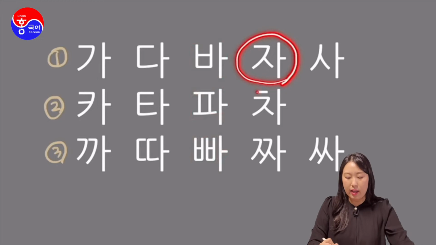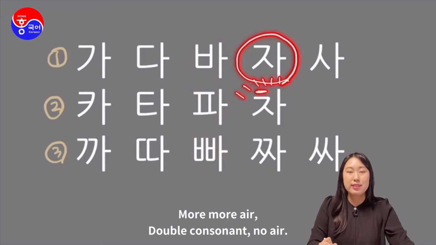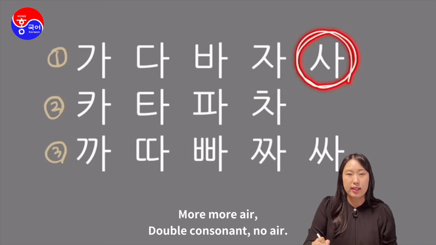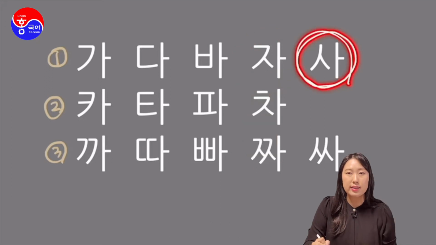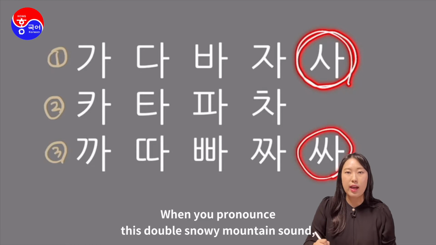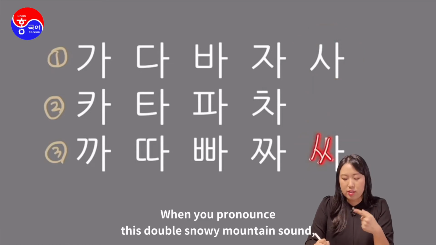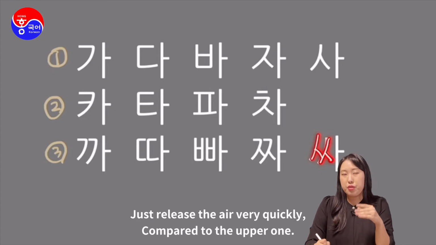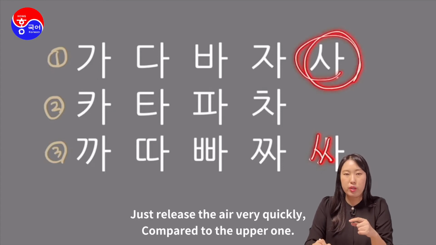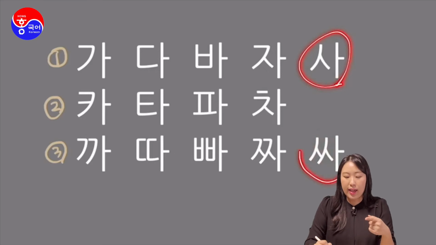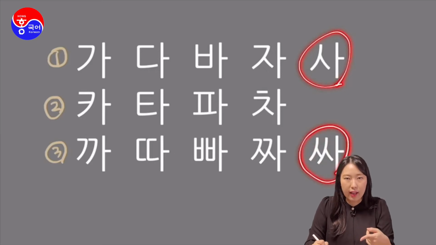Ta. More air. Ta. Double consonant. No air. Ja. And it is sa. And this is sa. When you pronounce this double snowy mountain sound, just release the air very quickly compared to the upper one. So sa, sa, sa. Okay?